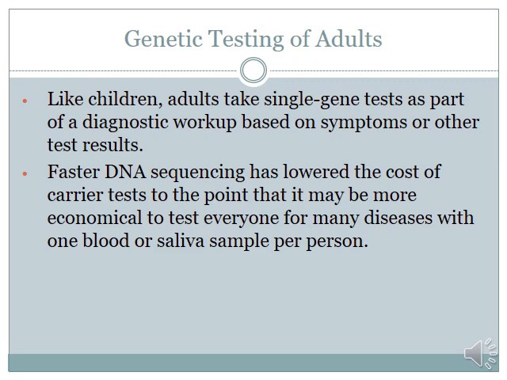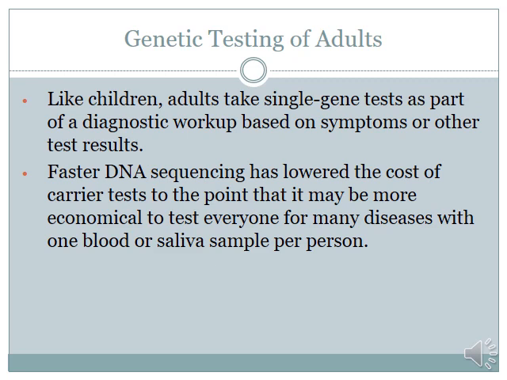In the past, carrier tests in adults focused on specific population groups in which a disease is more common. In the 1970s, carrier testing for sickle cell disease targeted African Americans, while testing for Tay-Sachs disease targeted the Ashkenazi Jewish population.